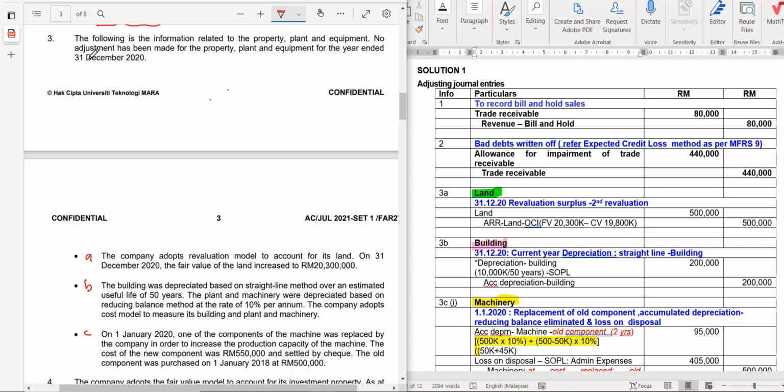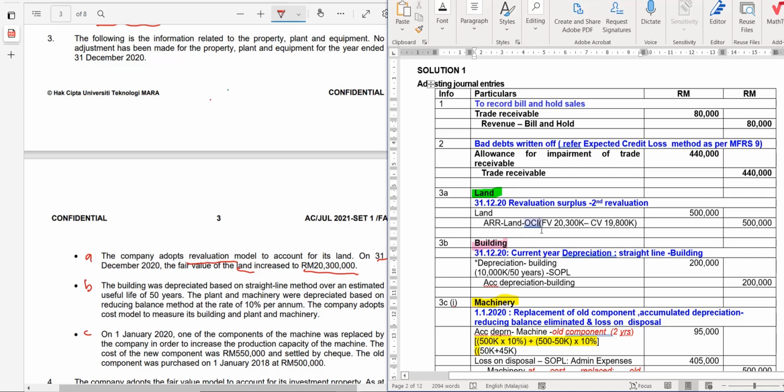So here 31st of December 2020, you have the company, the first one that I numbered as A because I want to do the journal entry here as what you can see on this side, which is on the right side. The company adopts revaluation model for land, and you are informed that the land at the year end was increased to 20.3. So there was an increase in fair value.